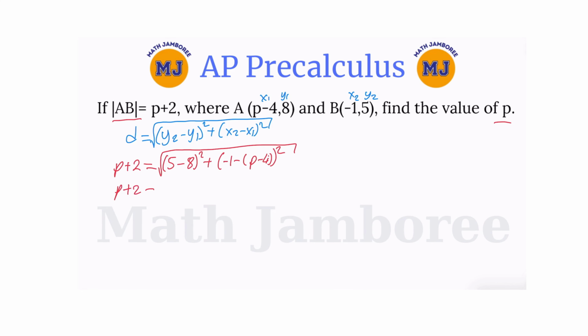P plus 2 is equal to 5 minus 8, which is negative 3. Negative 3 squared is just positive 9. And let's simplify here. Negative 1, we will distribute this negative inside of the parentheses. That becomes negative 1, negative P plus 4, and we'll take a square of this. Negative 1 plus 4 is equal to 3. So this is 3 minus P, squared.